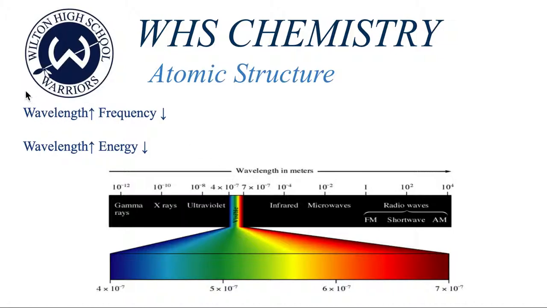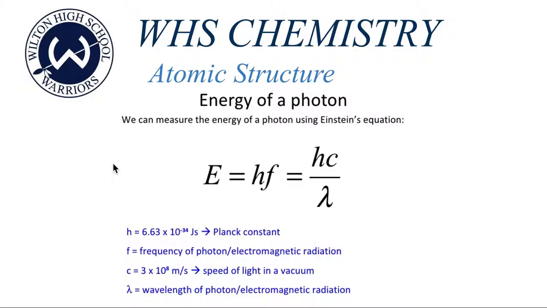And then you should know a little bit about trends. So this is derived from the equations that we have. So when wavelength is increasing, frequency is decreasing, and as wavelength increases, energy of the photon decreases. So we can measure the energy of any photon using Einstein's equation. So E is equal to hf. So h is Planck's constant. So that's 6.63 times 10 to the negative 34 joules times seconds.